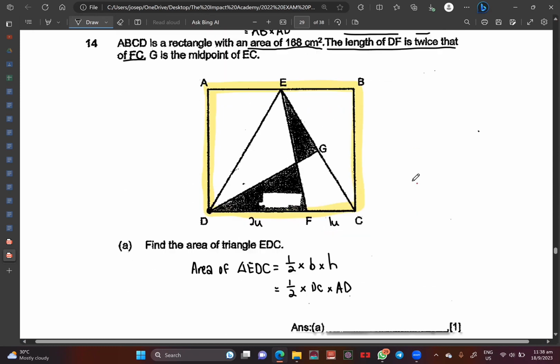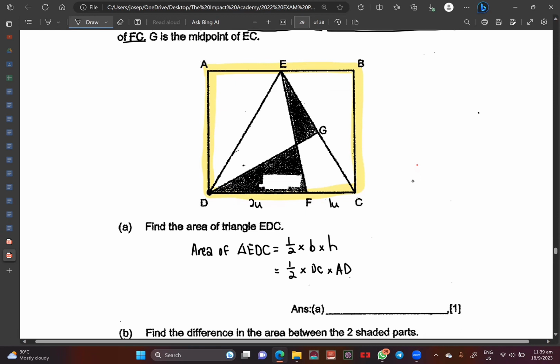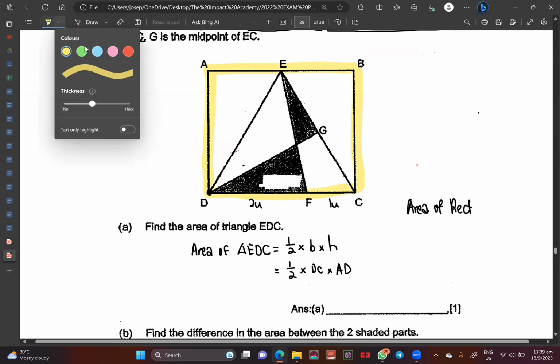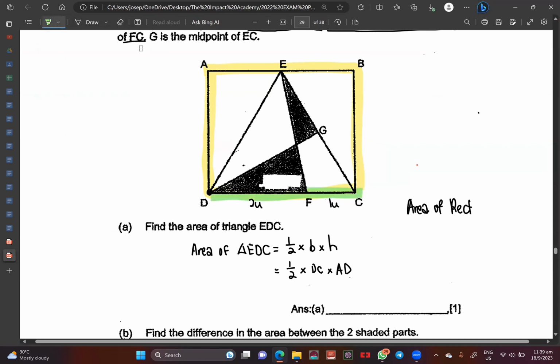Now, did you know that the area of rectangle, so I'm just going to write over here, area of rectangle is actually equal to, like what I've written above, but I want to match it to what I'm writing over here. So for the area of rectangle, I'm just going to look at the base, the base being DC as well. So DC times the height, which is AD. Now, you can see from here itself that this is actually 168 centimeters square.